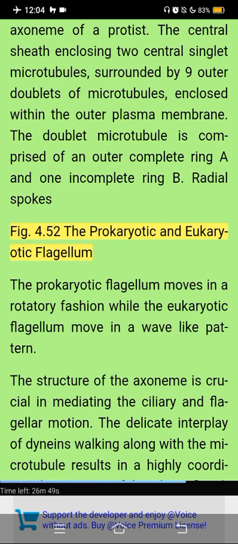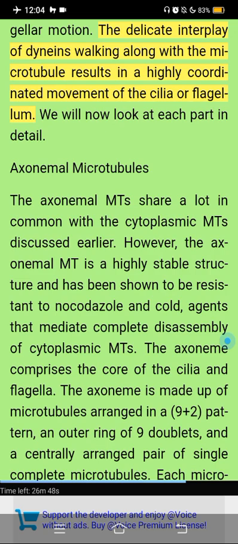Figure 4.52 The prokaryotic and eukaryotic flagellum. The prokaryotic flagellum moves in a rotatory fashion while the eukaryotic flagellum moves in a wave-like pattern. The structure of the axoneme is crucial in mediating the ciliary and flagellar motion. The delicate interplay of dyneins walking along the microtubule results in a highly coordinated movement of the ciliary flagellum. We will now look at each part in detail.